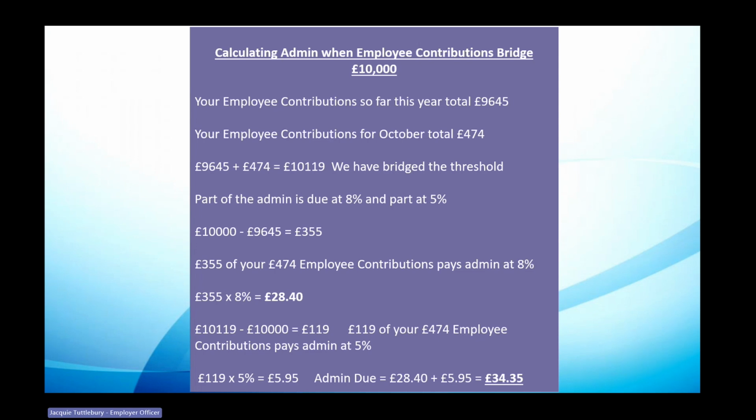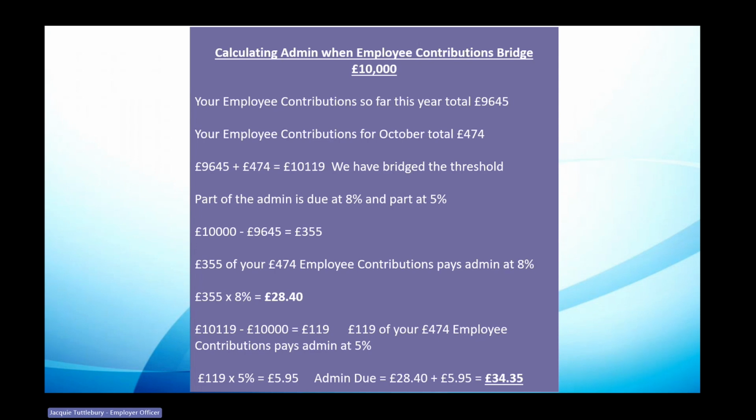Part of the admin is now due at 8%, the part up to 10,000, and part at 5%. So to calculate this, I will say £10,000 minus the balance we have so far, £9,645, gives us £355, which we'll need to calculate at 8%. £355 times 8% is £28.40.